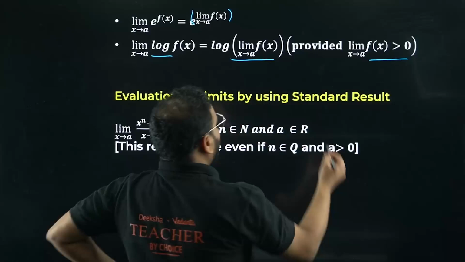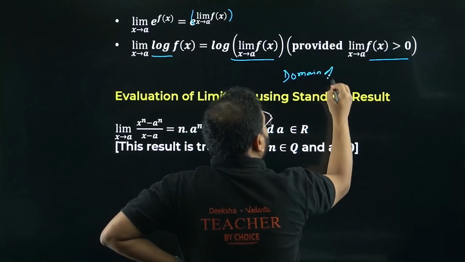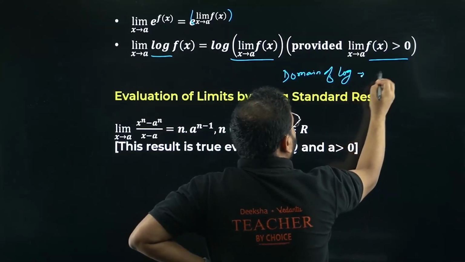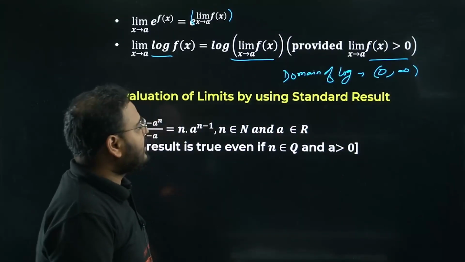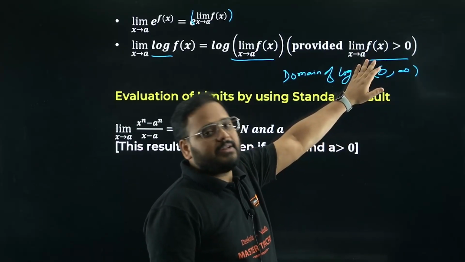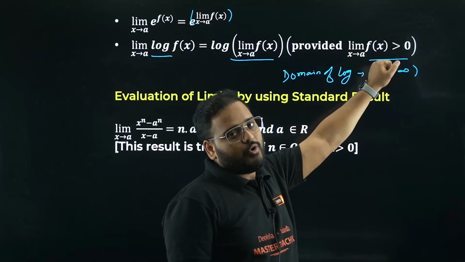Domain of log, remember, what is that? 0 open to infinity open. That's why, of course, the value of the limit of the function f(x) at point a has to be always greater than 0, or positive.